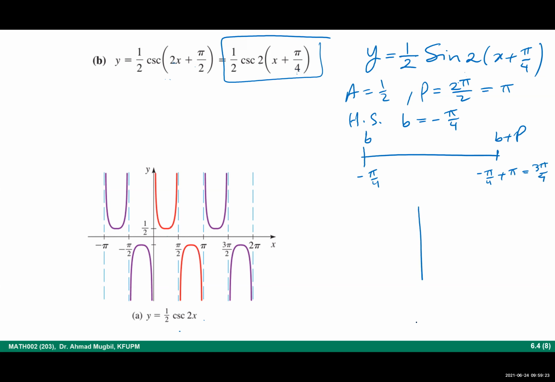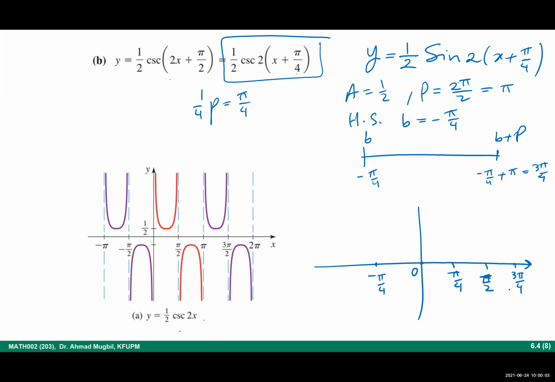So now I will sketch the graph starting from negative pi over 4 up to 3 pi over 4. Let me put it a little bit to the right. Here we are, 3 pi over 4. Now we will find the fourth of the period. The fourth of the period is pi over 4. Now I will add pi over 4. So pi over 4 plus negative pi over 4, we will be here at 0. Then pi over 4 here. If you add pi over 4, you will be here at pi over 2.